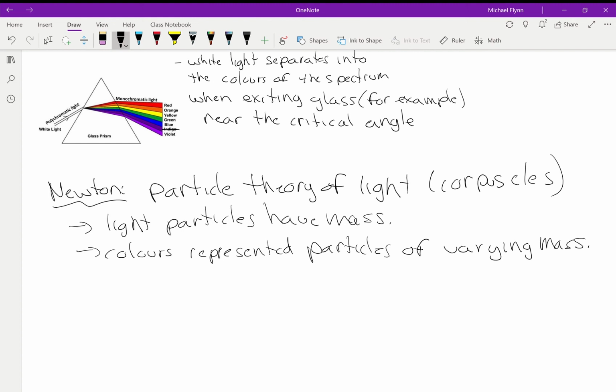He theorized that these particles were incredibly small, way smaller than, for example, the particles that make up matter. And that's why they were able to pass through things like glass. Whereas, for example, if you throw a ball at glass, it will never make it through because it's just too large to fit between the spaces between the molecules of glass.